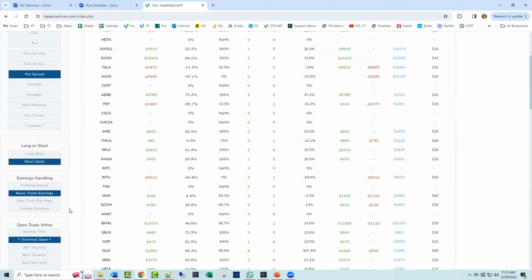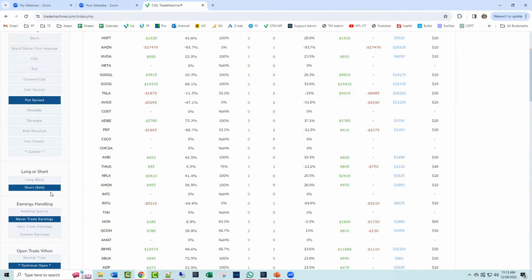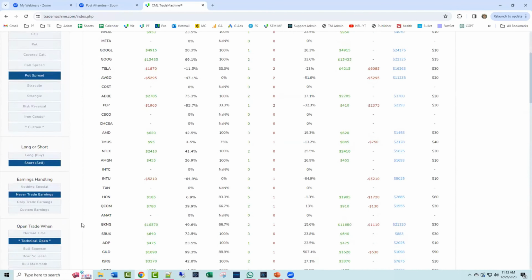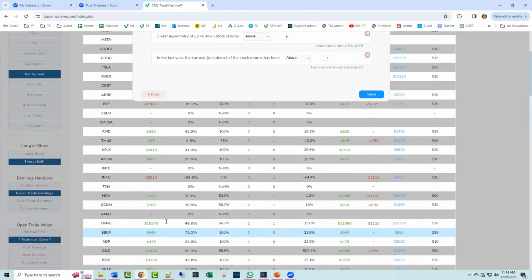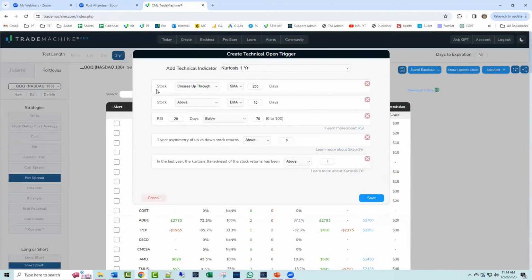And then there's a technical open. Okay, so we're getting short a put spread, no matter what, we're not trading earnings. And then there's a technical open. This happens at a specific time. And what is that specific time? What is fading the dip? Click technical open and you'll see it. It's one, two, three, four, five things are required. And these are ands. So this and this and this and this and this. If all five of those are satisfied and it's not during earnings, boom, trigger.